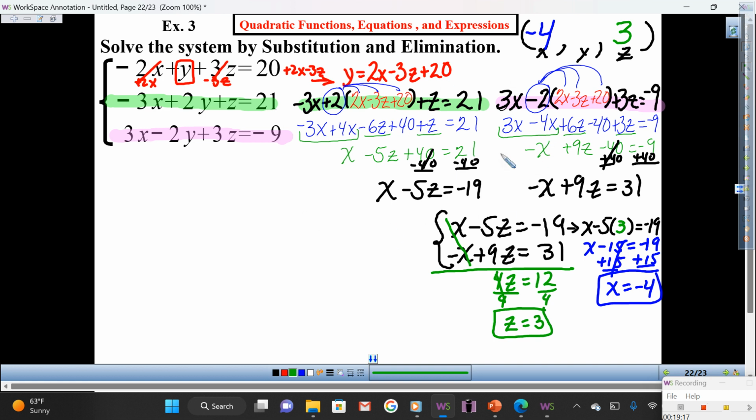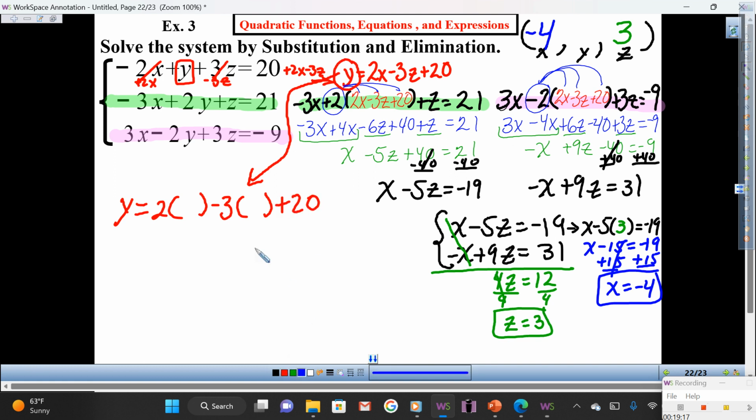Help her out, Delilah. What's that? Substitute into which one? Delilah says substitute into the red one since this one already has the y right there. So yeah, let's bring this one down. I'm going to write y equals 2(x) minus 3(z) plus 20.